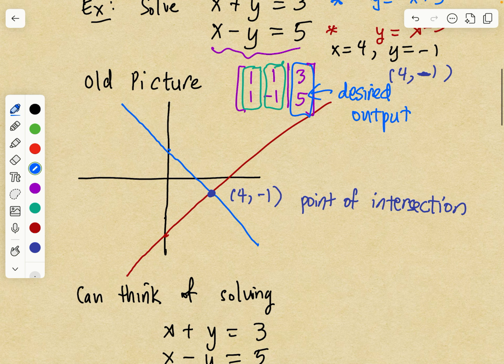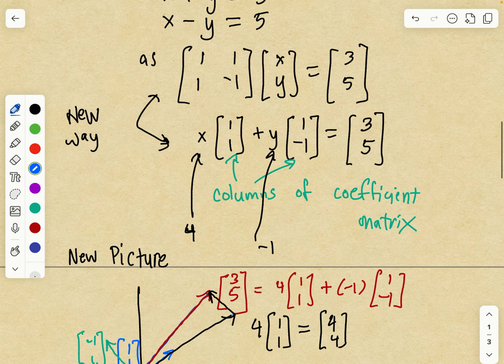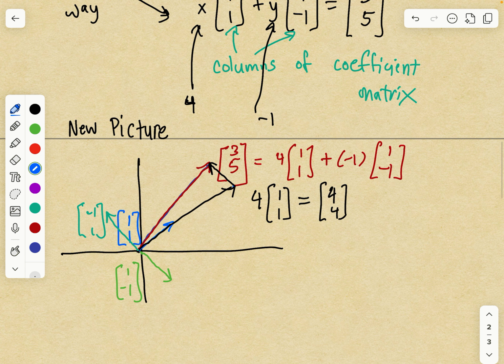And it's good to keep both pictures in mind, but when it comes to understanding span and linear independence, you want to keep this picture in mind and think about solving systems of equations using this picture, not the other picture. Okay, thanks.